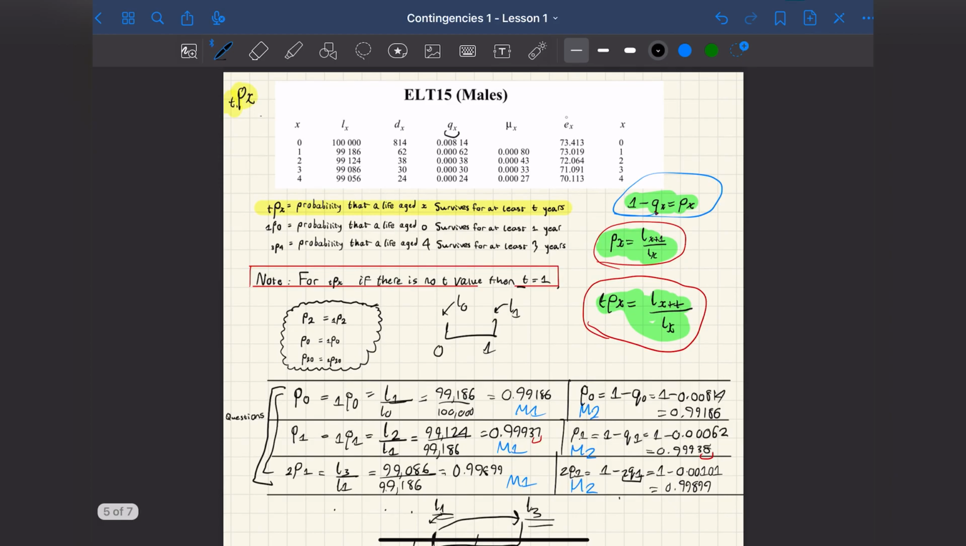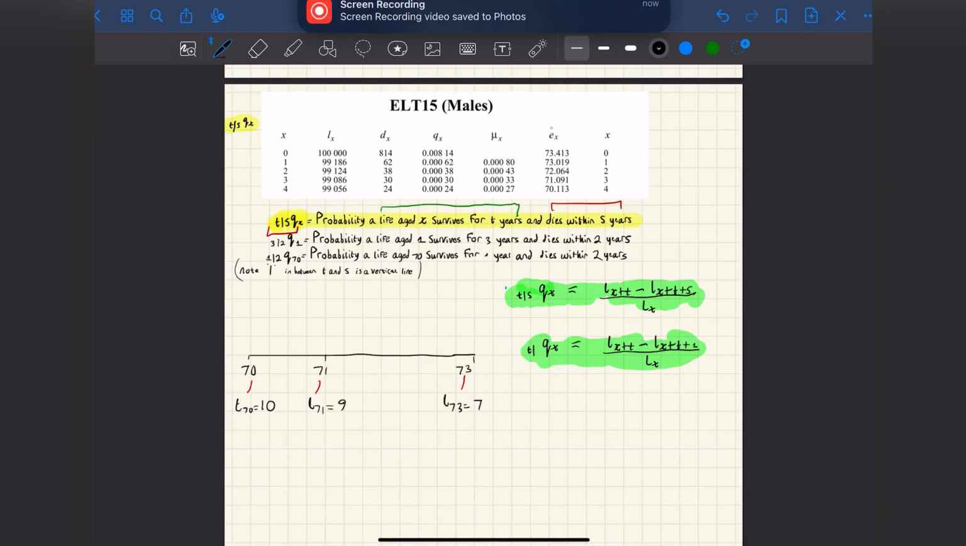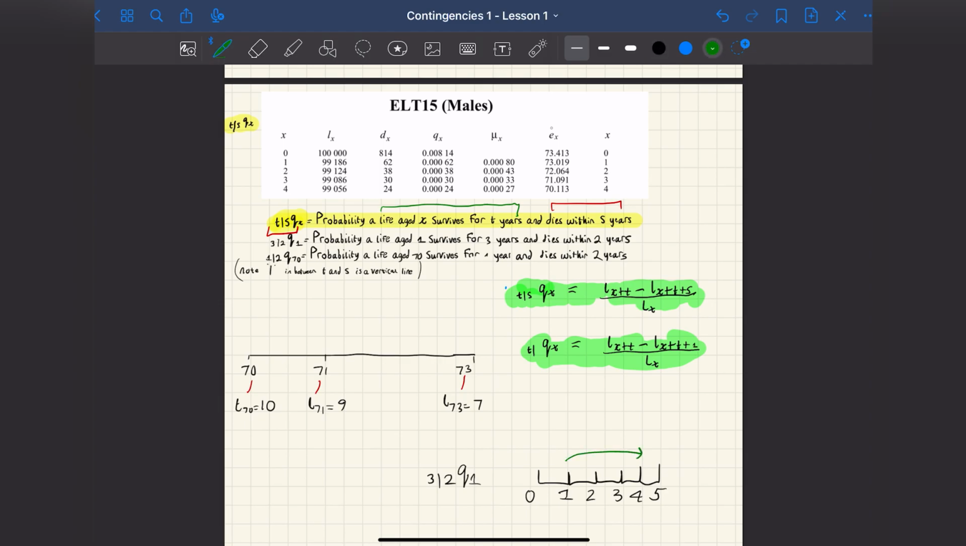So I hope that's given you a better understanding of TPX and how to calculate it. We're now going to move on to try and understand what T vertical line SQX is and how to calculate this term. T vertical line SQX is the probability a life aged X survives for T years and dies within S years. For example, 3 vertical line 2Q1 is the probability a life age 1 survives for 3 years and dies within 2 years. So it would be a life age 1 survives for 3 years and then dies within 2 years.